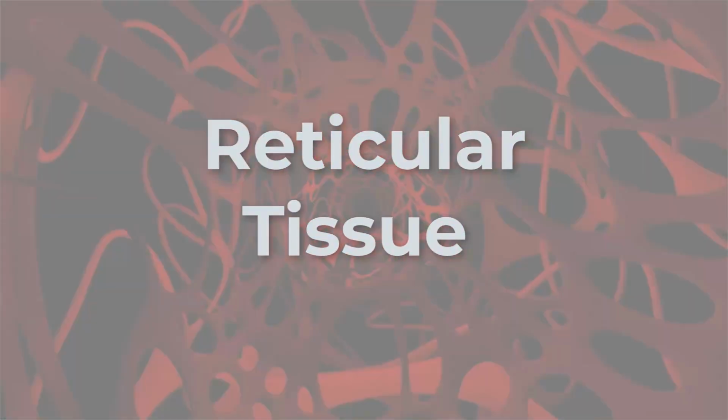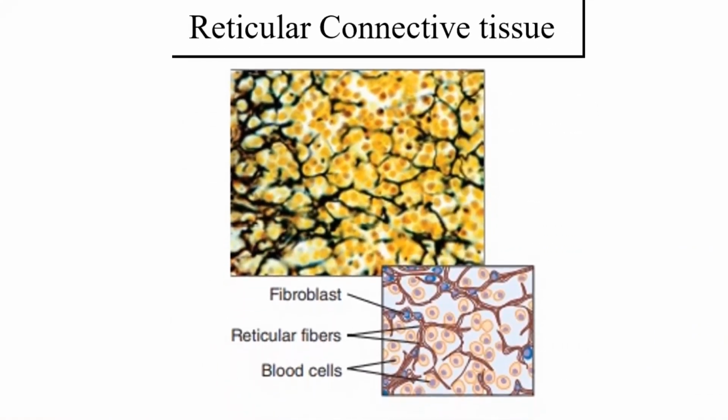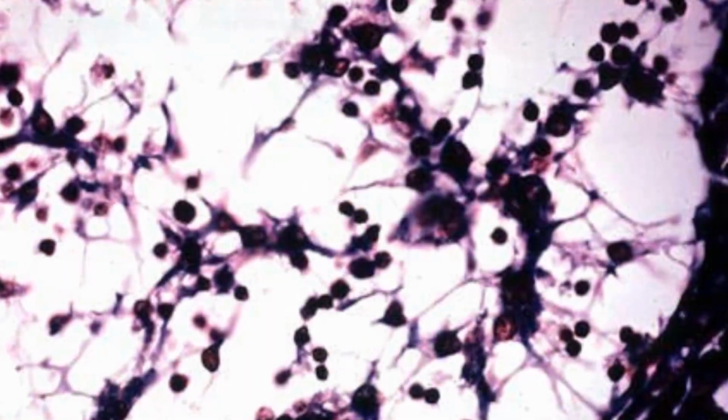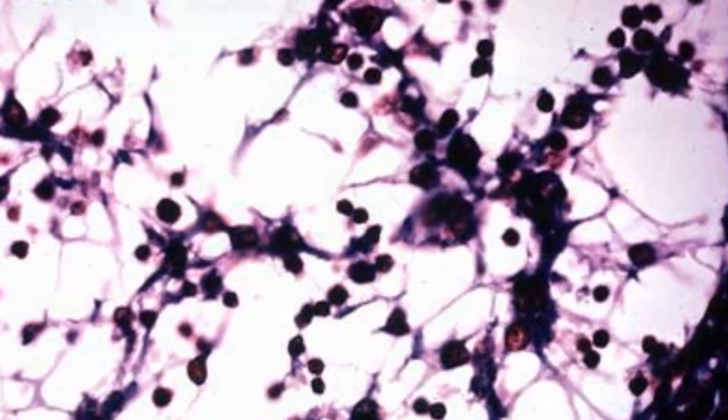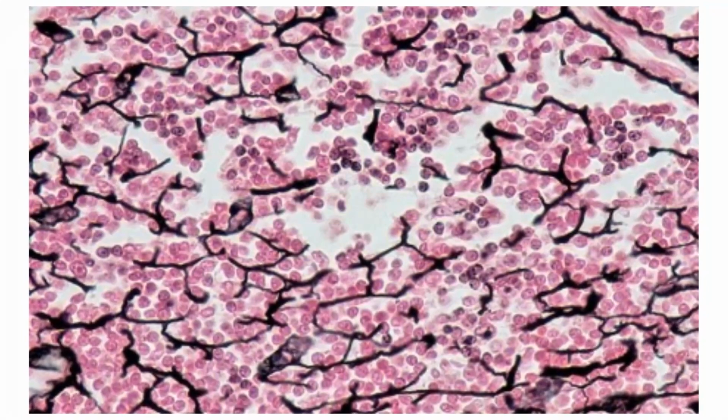Reticular tissue. Reticular connective tissue contains a network of reticular fibers. The word reticulum means net or network. Reticular fibers are very noticeable in these tissue types. These reticular fibers are synthesized by the fibroblasts.